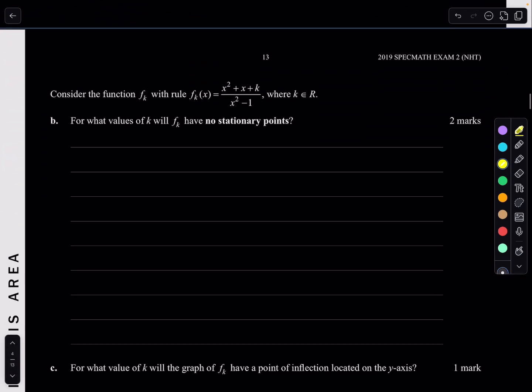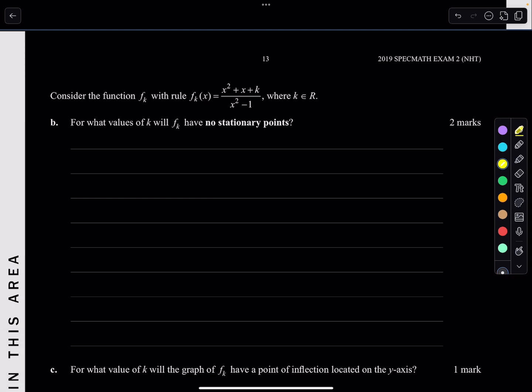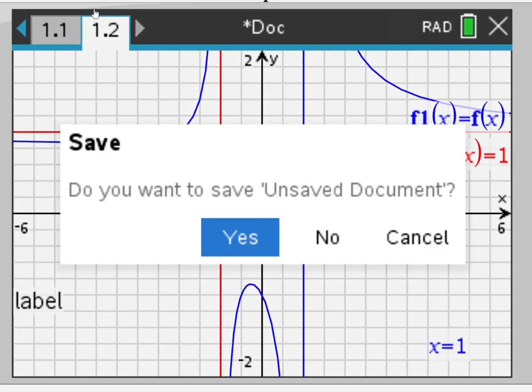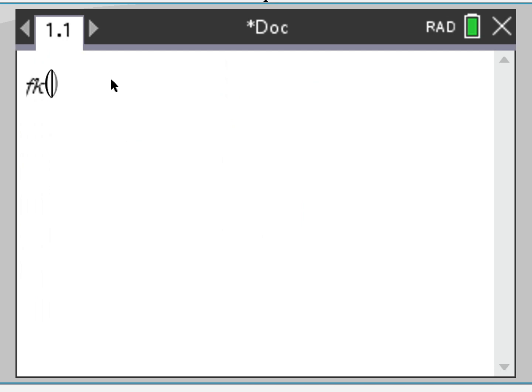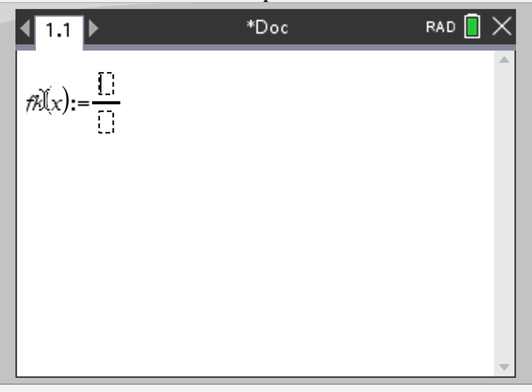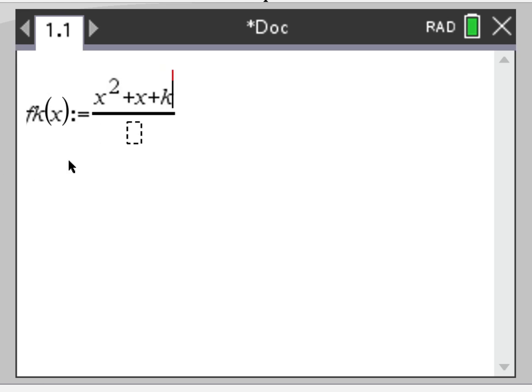Beautiful. Next question. Consider the function f_k where the rule of f_k is this, where k is an element of all reals. For what values of k will f_k have no stationary points? All right. So let's do this with our CAS, actually. Let's go to our CAS and define this function. So f_k, let's define it. So f_k is (x squared plus x plus k) over (x squared minus 1).